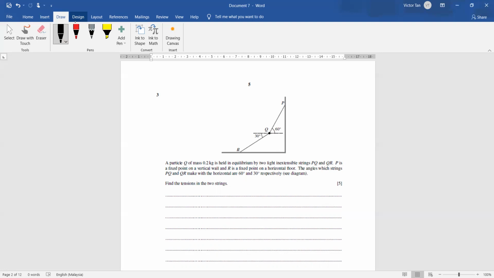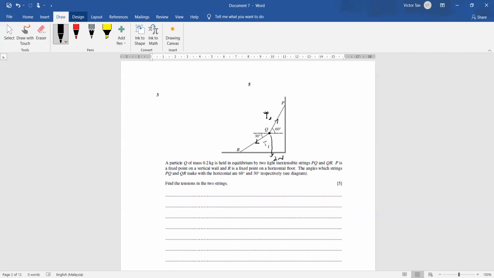So in this question, the diagram is drawn for you. Okay, let's put the tension in QR as T1, tension in PQ is T2. Now always when you solve problems with forces, always identify all the forces. Okay, and the weight is 2 Newton. So this is in equilibrium.